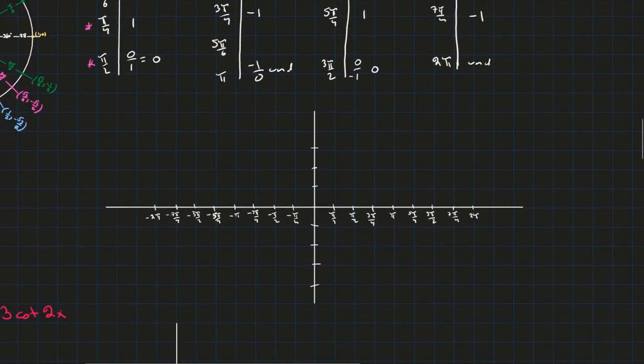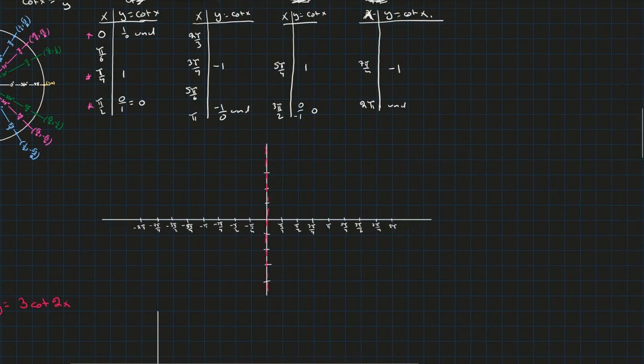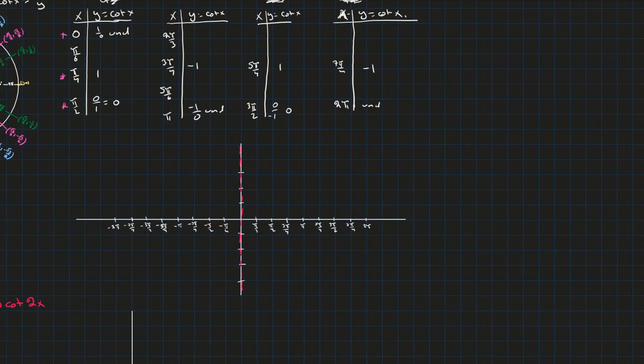So we got our draft here to go ahead and graph this. So let's put in our asymptotes. We see 0 actually has an asymptote. And then I also see there is an asymptote at pi, 2 pi. And I'm actually going to replicate that over here.